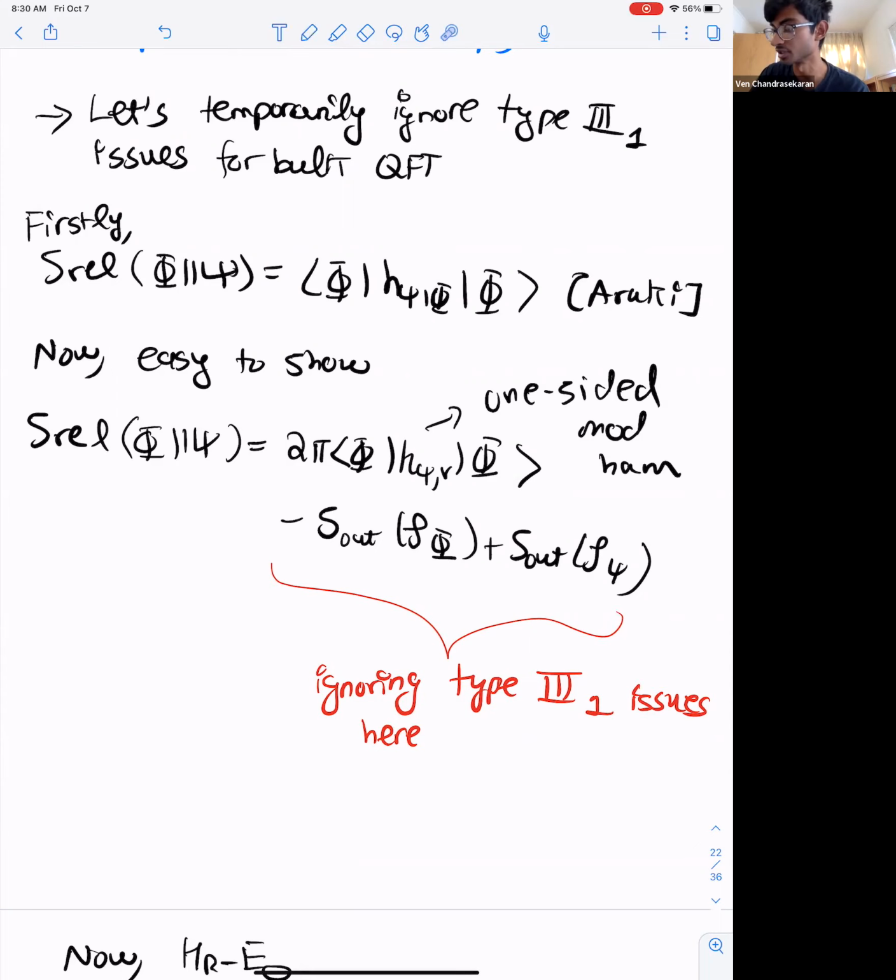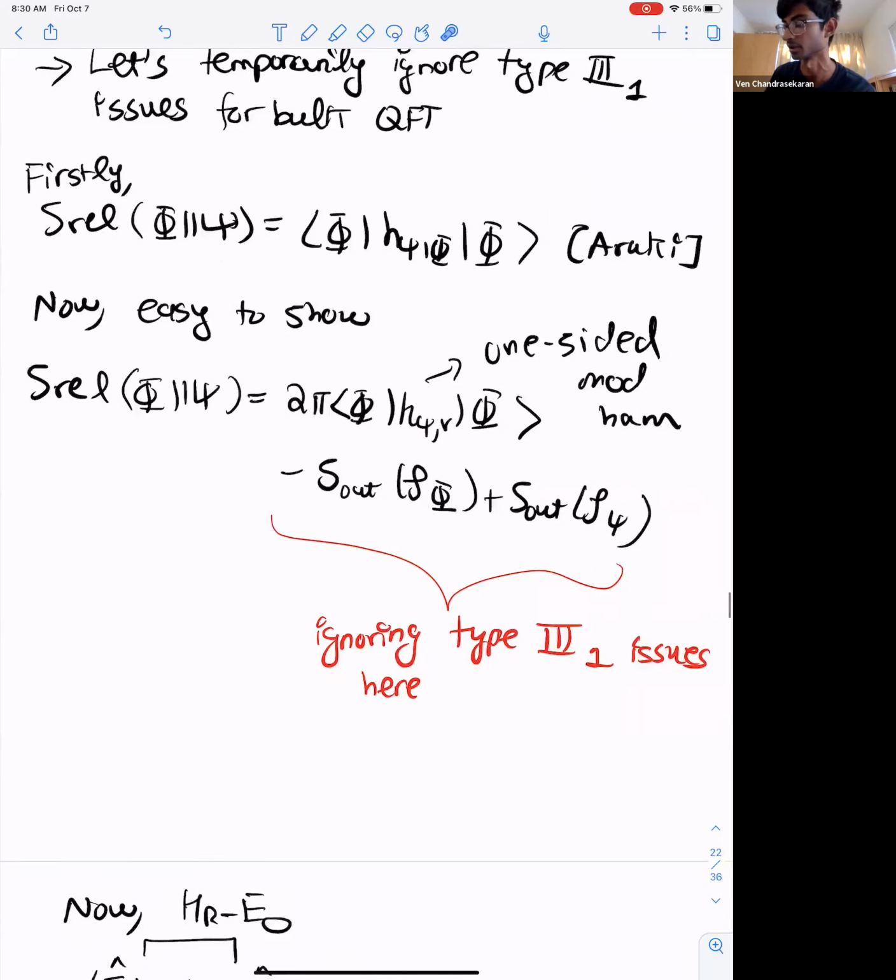So you can decompose it into the expectation value of the one-sided modular Hamiltonian in the state phi, minus the difference in the entanglement entropies between the states phi and psi. And again, these are all regular entanglement entropies associated to the quantum field theory. So I'm ignoring type III1 issues here. Secretly, these can't be defined, but this is just to tell you what's going on.